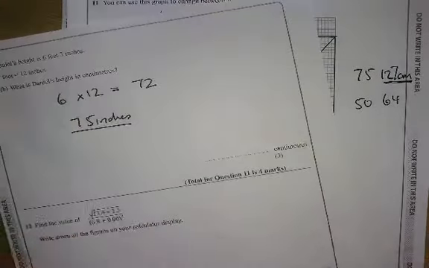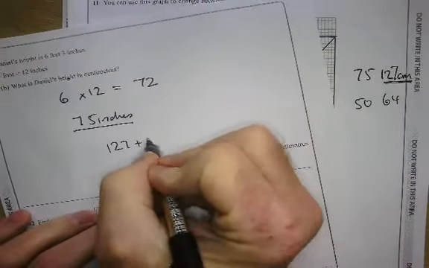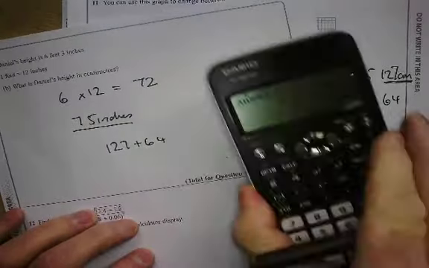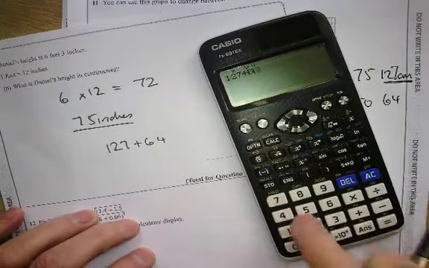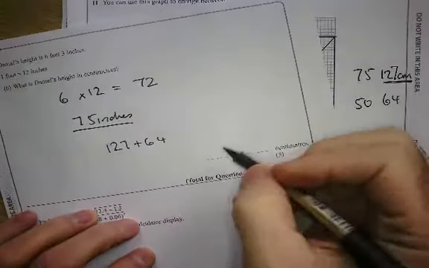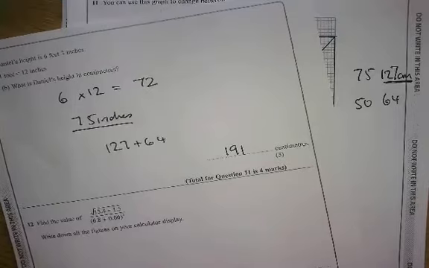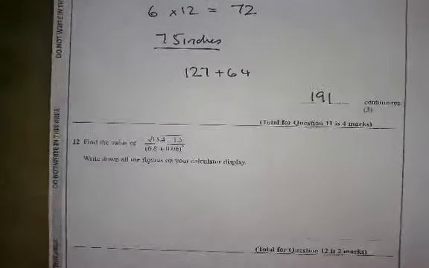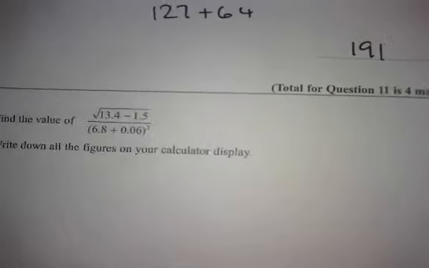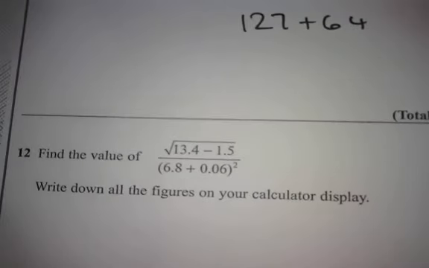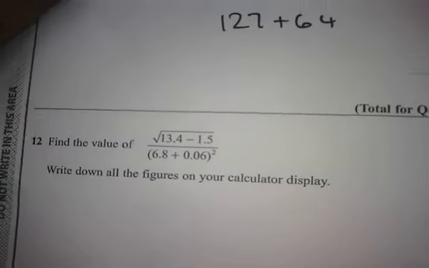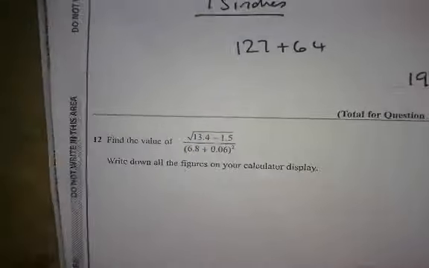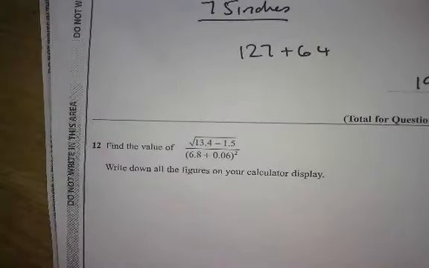So to answer this question now, I know it's going to be 127 plus 64. Calculator. If it's a calculator paper, use your calculator, because that's kind of obvious. 191 centimetres. Now, this one is all about how good you are at using your calculator. That's what it's really asking. Let's just make that go up slightly so you can see it clearly.